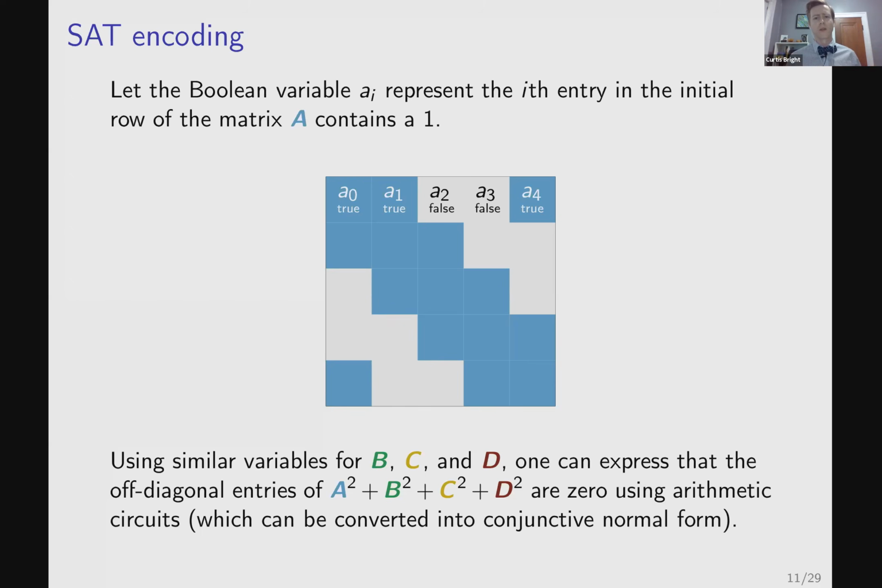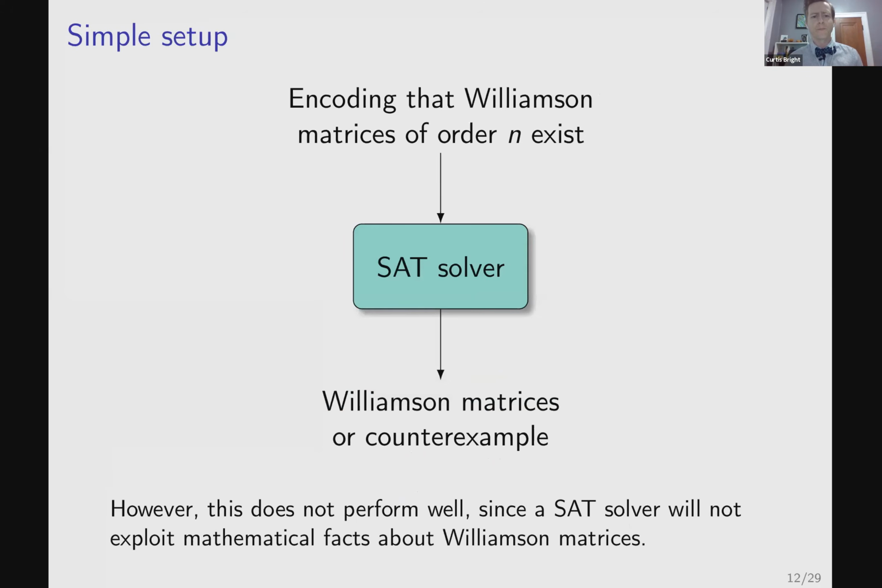So you can put together a SAT encoding which is going to specify that Williamson matrices of order n exist once you fix n, and then you can feed that to a SAT solver, and the SAT solver can then look for Williamson matrices. So it's either going to find an explicit satisfying assignment, which would then give you an explicit set of Williamson matrices, or it's going to say, unsat, there are no satisfying assignments with a certificate, and that will then constitute a counterexample of Williamson's conjecture. It would prove that Williamson matrices of a given order n don't exist. So this is what we did, and we got up to order 30.